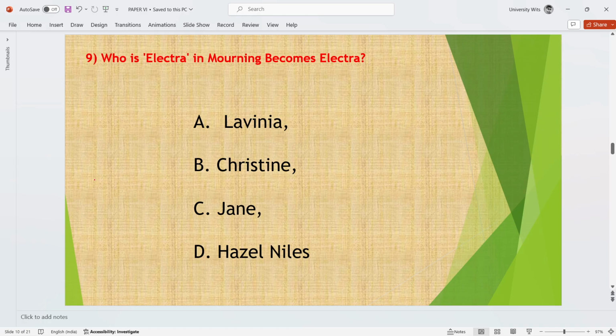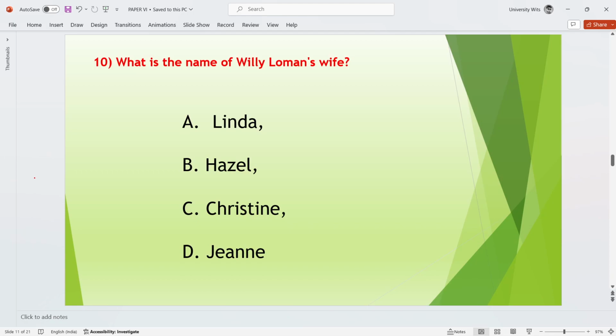So next slide, please. Question number 10. What is the name of Willie Loman's wife? Do you know? There is a song, I just remembered, an Enrique Iglesias song, Do you know? Anyways, which one is the right answer? Linda. Linda is the right answer. Linda, Hazel, Christine, Jen. So Linda is the correct answer.